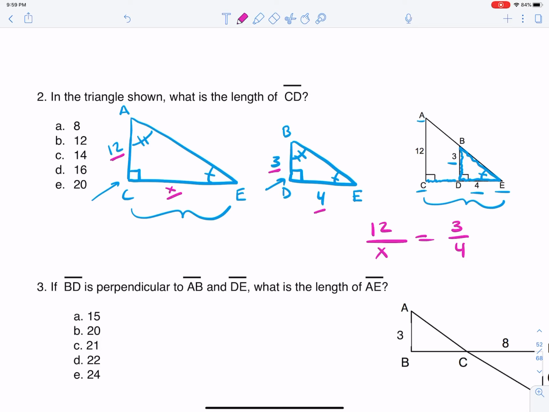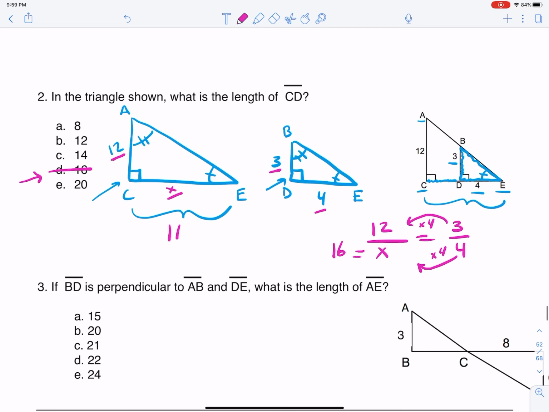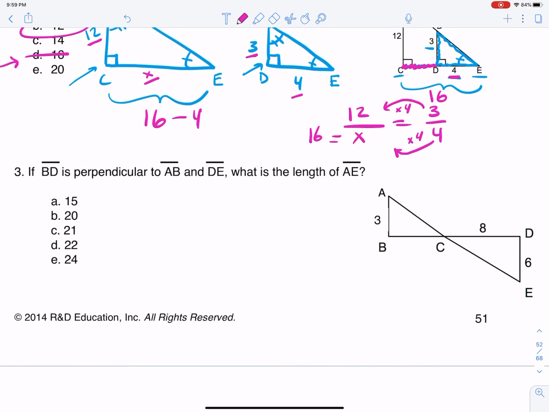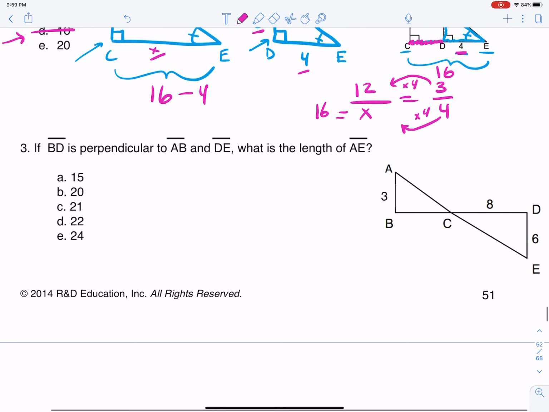Same thing as we did in the previous problem here. How do we get from 3 to 12? We multiply by 4. So how do we get from 4 to x? We also have to multiply by 4. So x has to be 16. But that's not our answer. This would be a trap. We know 16 is the length of what? All of CE. The question's asking just for CD, this portion. So if we know this whole portion is 16 and this piece is 4, we do 16 minus 4, which is 12.